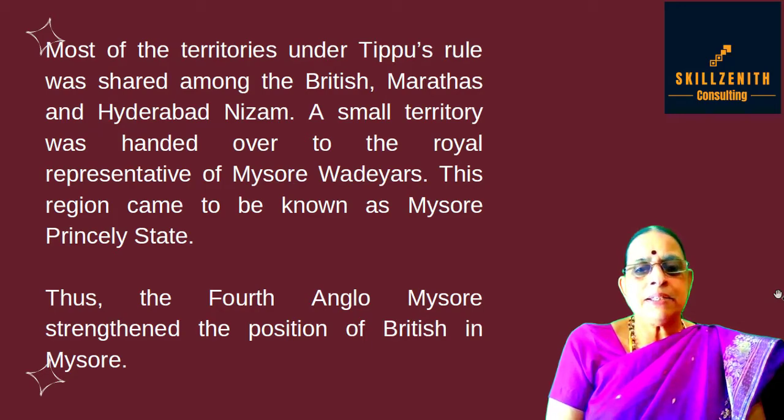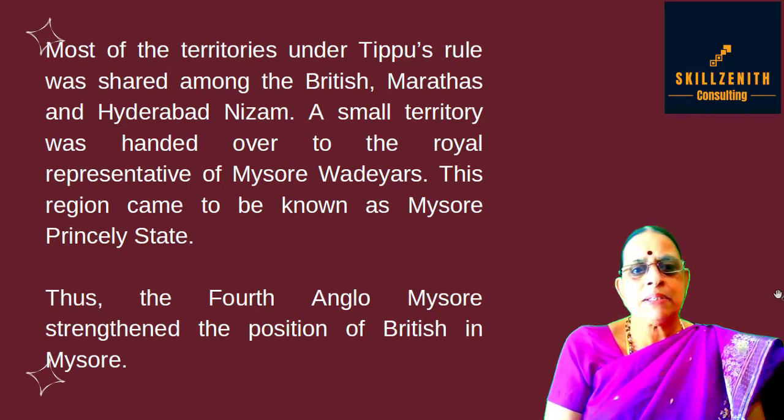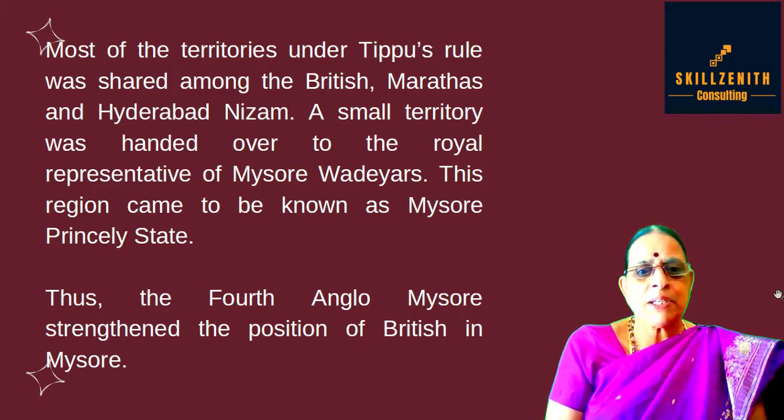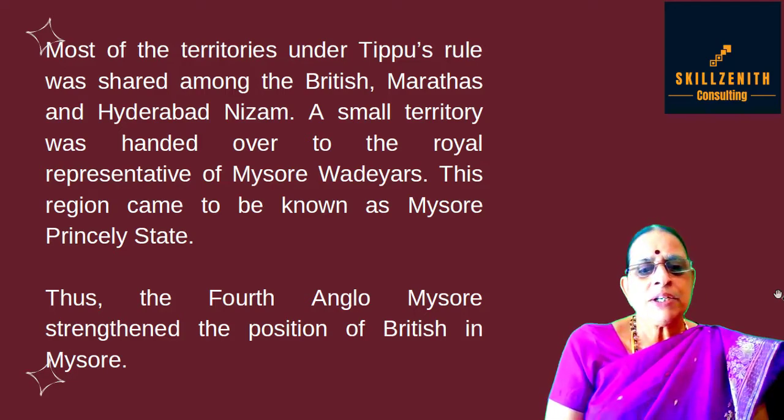Most of the territories under Tippu's rule were shared among the British, Marathas and Hyderabad Nizam. A small territory was handed over to the royal representative of Mysore Wadiyars. This region came to be known as Mysore Princely State. Thus, the Fourth Anglo-Mysuru War strengthened the position of British in Mysore.